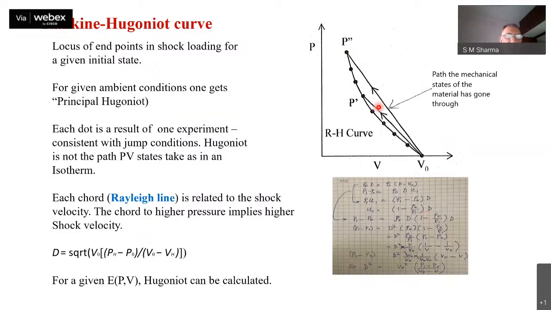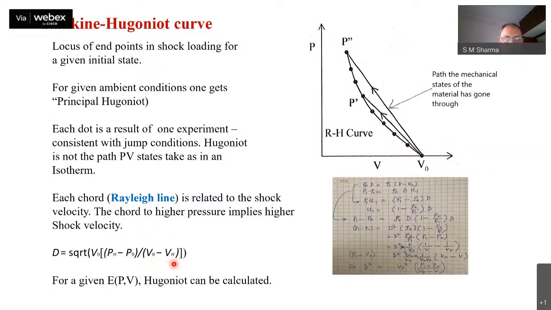So I mentioned that each dot in this is the result of one experiment consistent with the jump conditions. And the Hugoniot is not a path of PV states as in an isotherm. The slope of this, which is called the Rayleigh line, is related to shock velocity. In fact, using those three jump conditions, you can derive it yourself. That shock speed can be put like this: the square root of V naught into this Hugoniot state pH, and V naught divided by V naught minus VH.